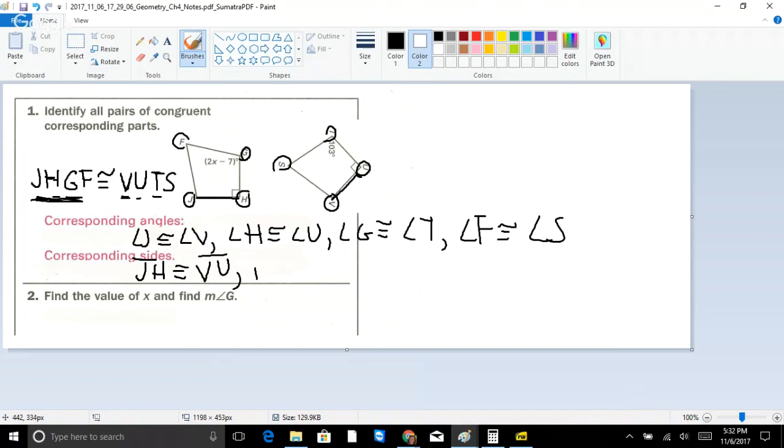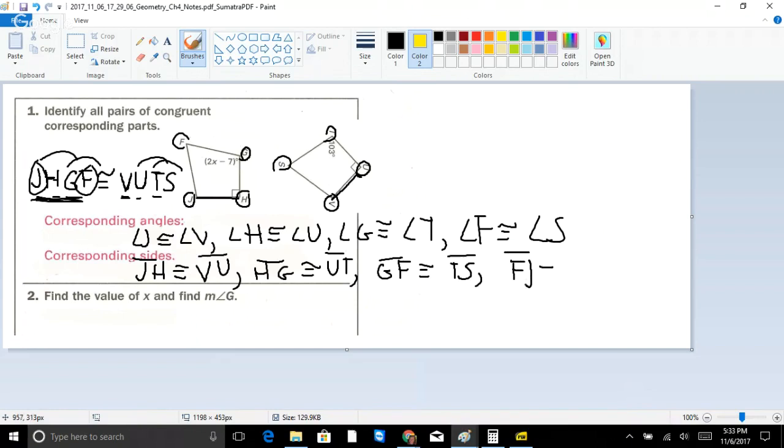HG is congruent. HG is these two, right? Is congruent to UT. GF is congruent to TS. And last but not least, this is the trickiest one to do, FJ is congruent to SV. So those will be all of my congruent statements.